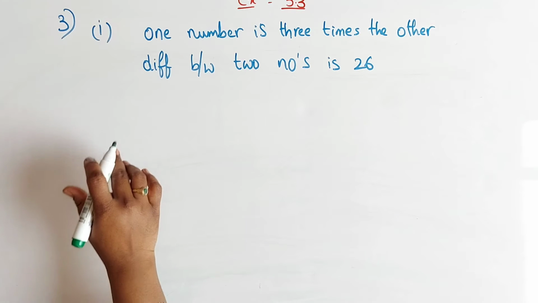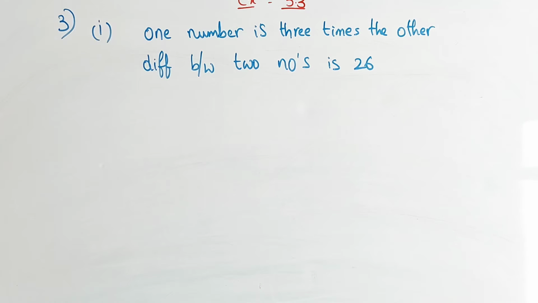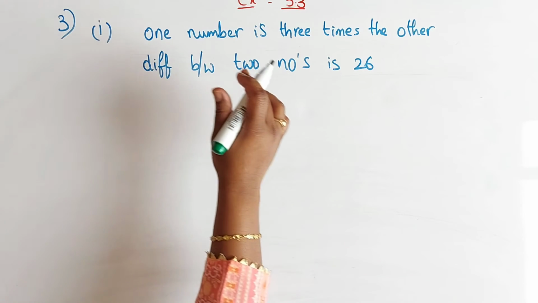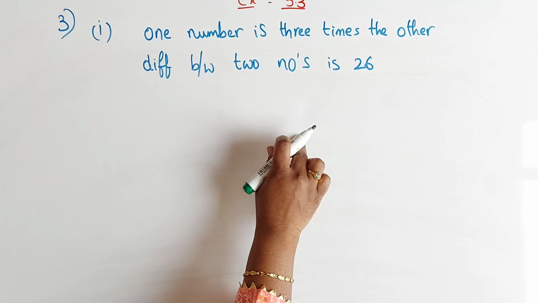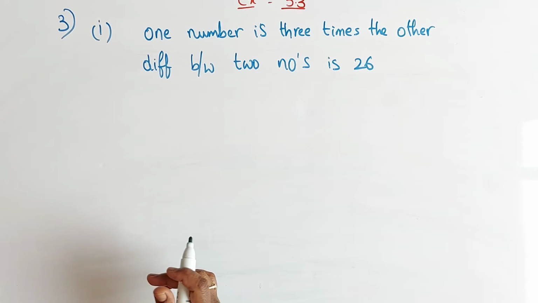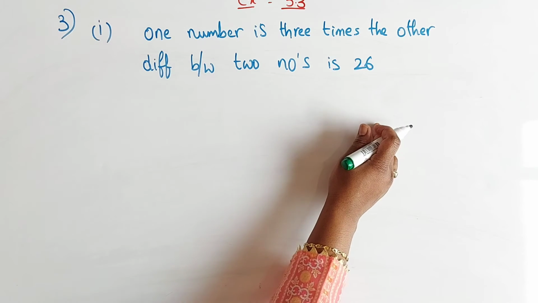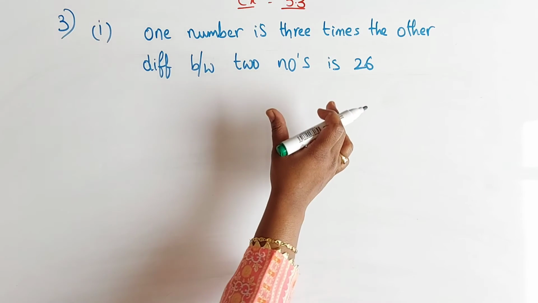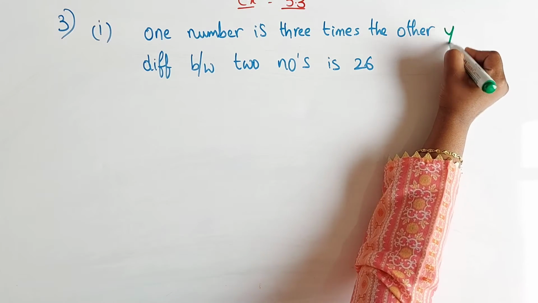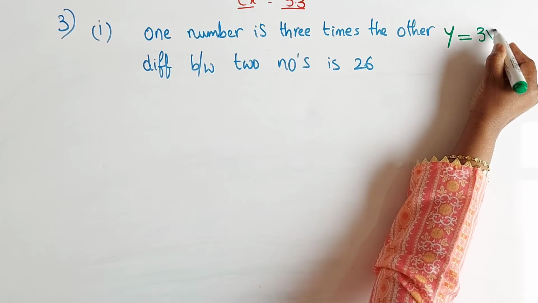Third question, children. Form the pair of linear equations for the following problems and find their solutions by the substitution method. In that, the first one: the difference between two numbers is 26 and one number is 3 times the other. Find them. Correct, children? That means let one number be y, that equals 3 times the other number, 3x.